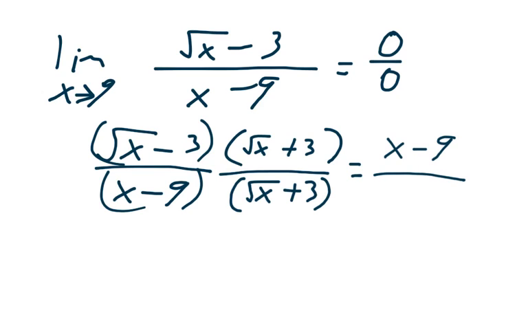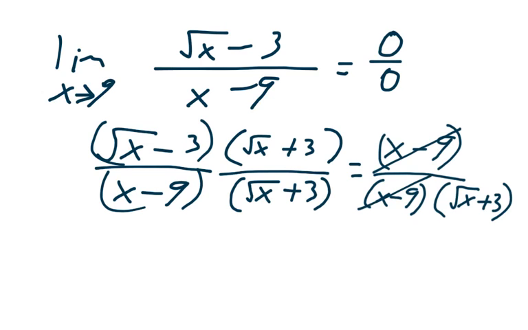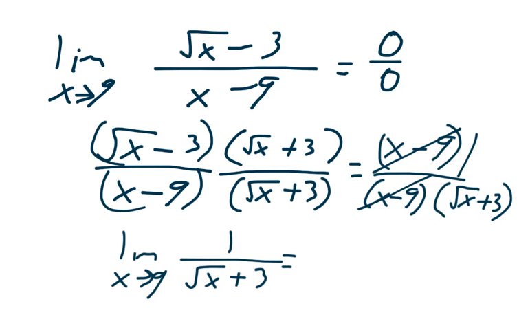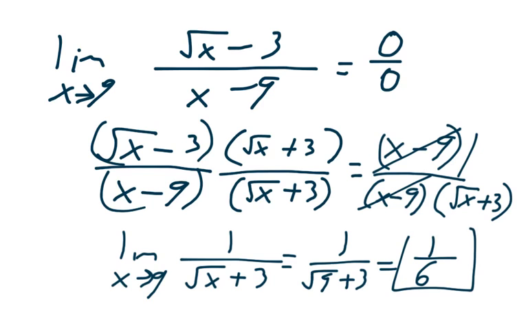Now, because I'm lazy and I don't have to, I'm not going to multiply the bottom together. I'm just going to leave it as what we had right here. As you notice, we have x minus 9 in the numerator and the denominator. So when I cancel them out, I'm left with 1 over the square root of x plus 3. So the limit as x approaches 9 of 1 over the square root of x plus 3 equals 1 over the square root of 9 plus 3. The square root of 9 is 3, and 3 plus 3 is 6.